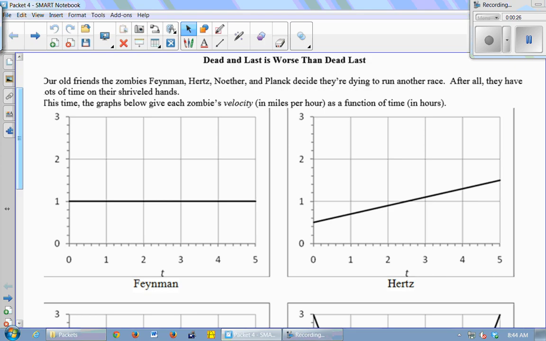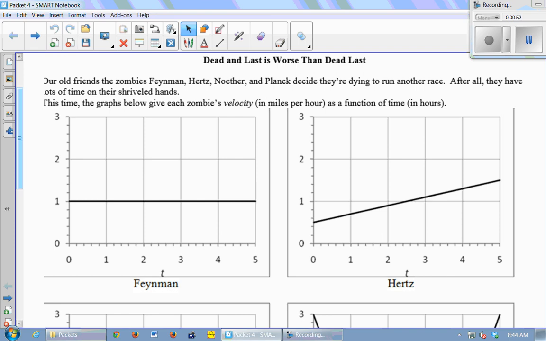Our old friends, the zombies, Feynman, Hertz, Noether, and Planck, decide they're dying to run another race. After all, they have lots of time on their shriveled hands. So this time, the graphs below give velocity. On the first day of class, they were distance time graphs, right? So today we're looking at a velocity graph. How is velocity related to distance?